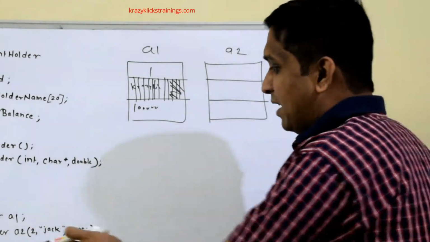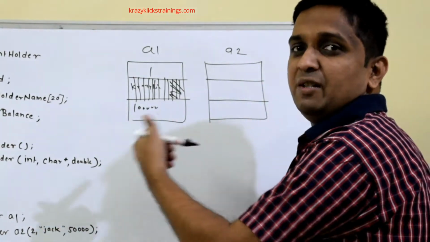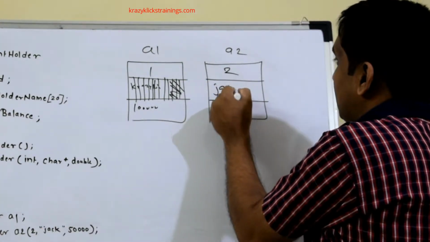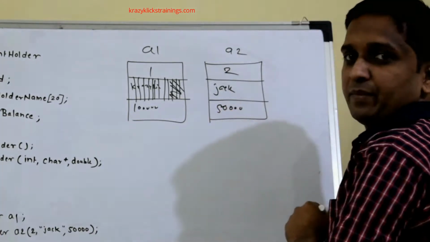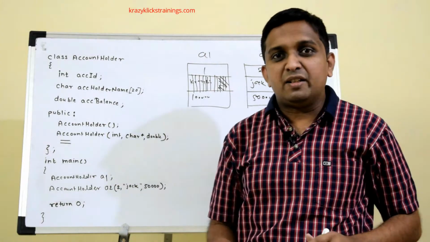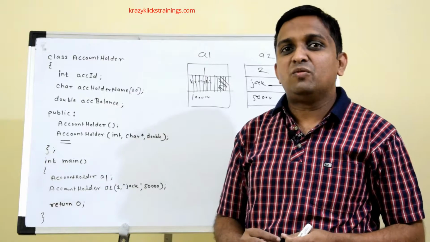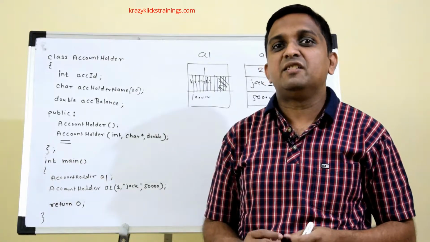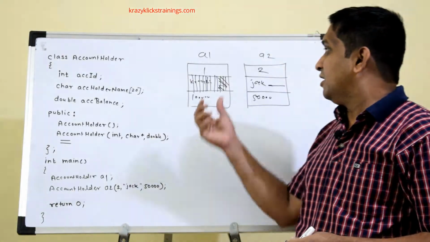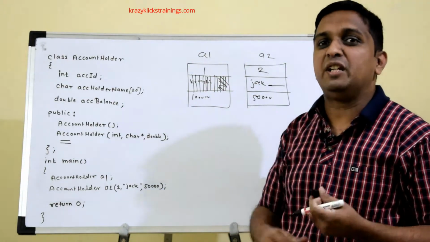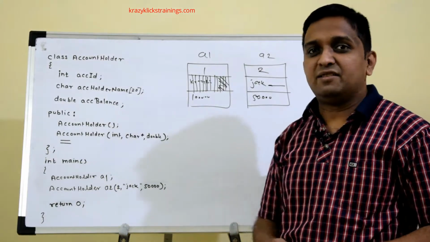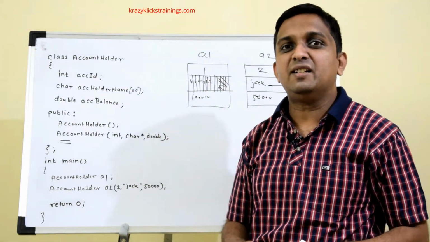Now for the A2 object I am passing the parameters from here. So they will call the parameterized constructor and these values, 2, Jack and 50,000, will be stored over here. This is okay, but in this case a limitation of arrays comes into the picture. The limitation of an array is that it is compile time memory allocation or static memory allocation. Because of that, it doesn't matter how many characters I am actually storing, or what the length of the name is, it is always allocating 20 characters. So that is not an efficient way to utilize the memory.